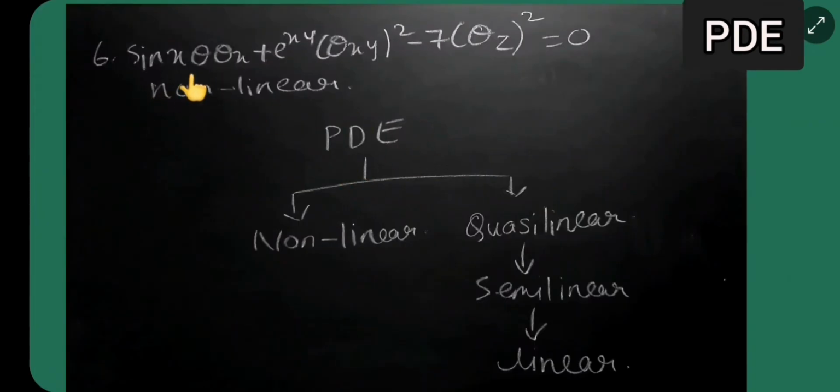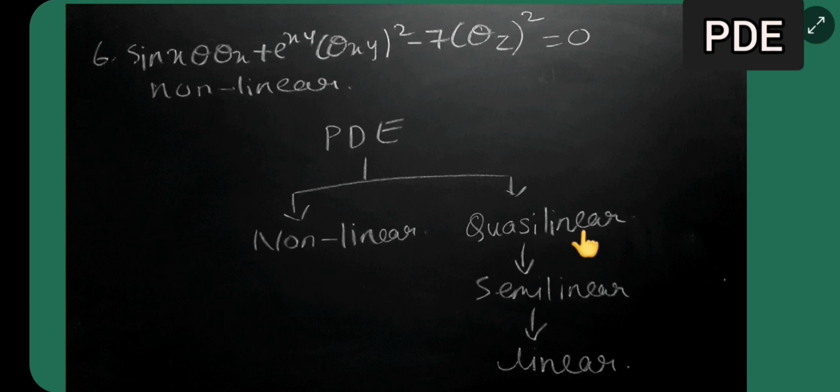See the sixth part: sine x theta x plus e raised to the power of xy theta xy square minus 7 theta z square is equal to 0. This is non-linear, because it is not quasi-linear, right? A PDE which is not quasi-linear is called a non-linear PDE, right? Now PDEs are divided into two parts, non-linear and quasi-linear. Now quasi-linear is said to be semi-linear, right?